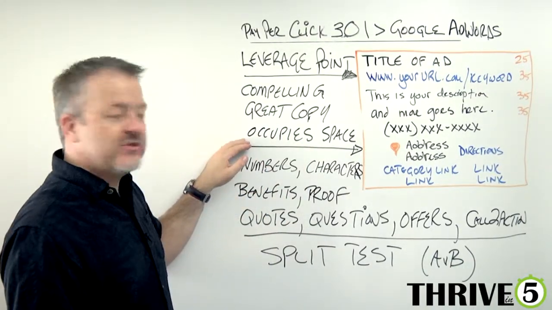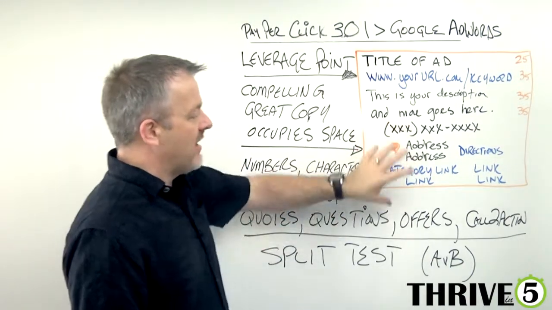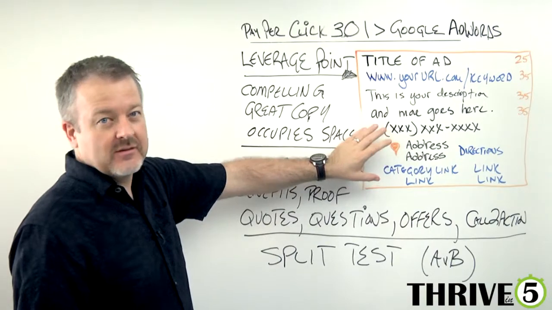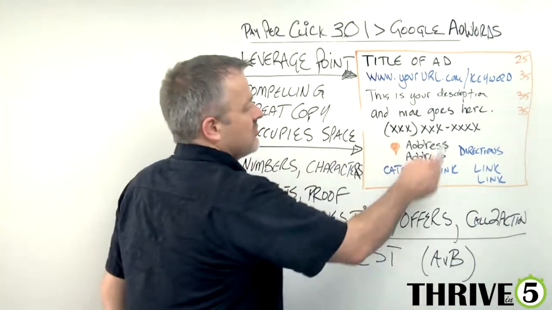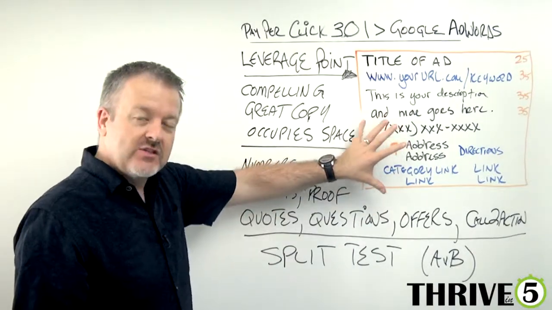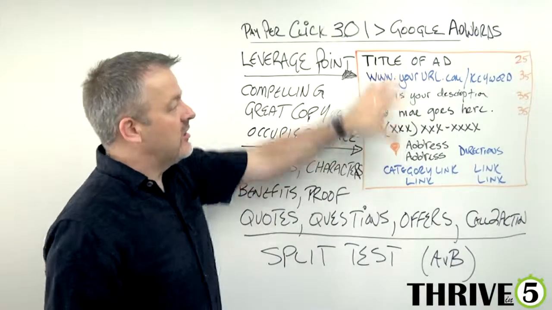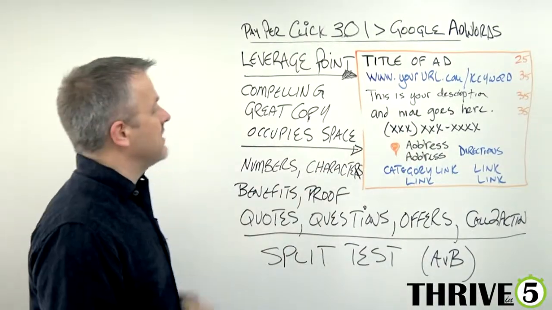It helps if you occupy more space. So in setting up your account, if you can add all these other factors that we talked about in 101, which is your address, your phone number, the different category links, directions, the more space you can occupy, especially if you're in the top 1, 2, or 3, you've got a much better chance of getting noticed and getting clicked on.